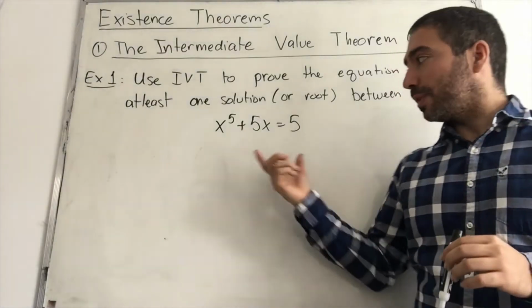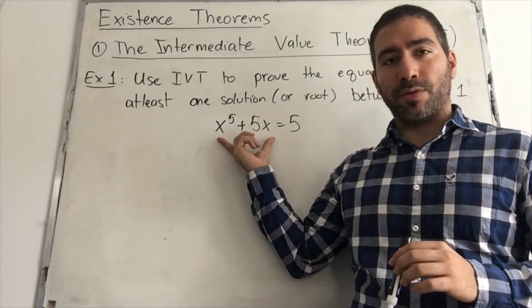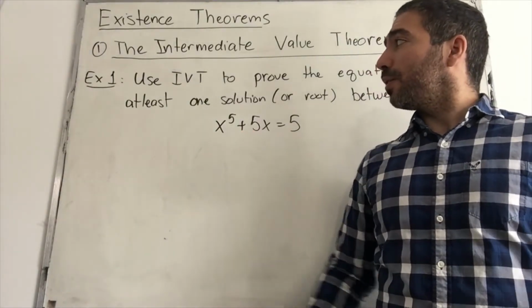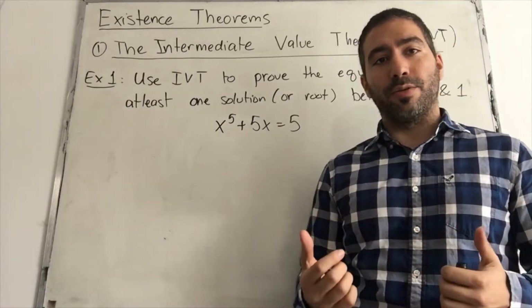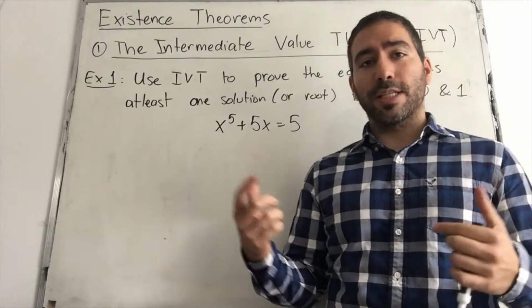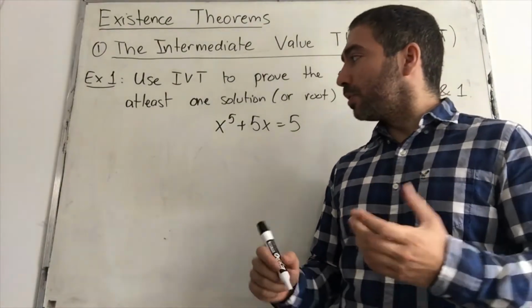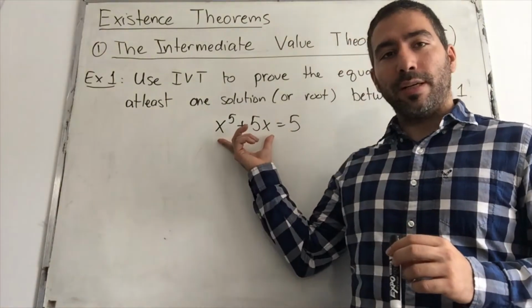So the equation that we're dealing with is x to the 5 plus 5x equals 5. Okay, so in order to use IVT, what we have to do is first ensure that the function we're dealing with is continuous. Is this continuous? First, let's express it as a function. In order to do so, you set the equation here equal to 0.